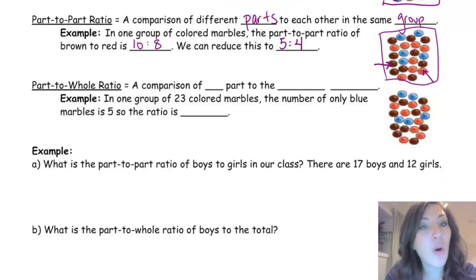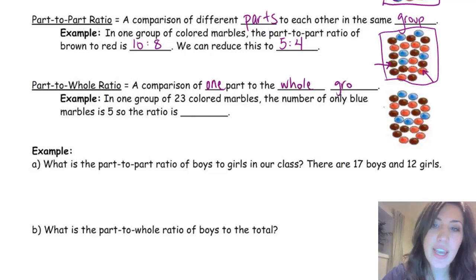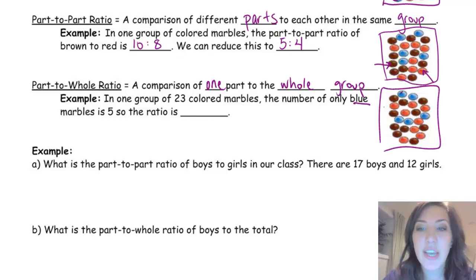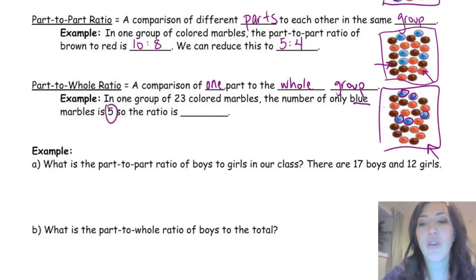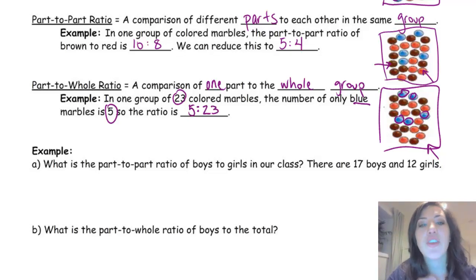So what then is a part-to-whole ratio? Well, we know that whole means the whole thing. So we're comparing one part to the whole group. In this case, the whole group is the whole bag of marbles, and we would just compare one part. Here we're going to compare the blue marbles. If we count up the blue, 1, 2, 3, 4, 5, then there are 5 blue marbles. If you count the whole total, you'll see that there are 23 marbles in total. So the blue marbles to the whole bag of marbles is 5 to 23. You cannot reduce that any further, so that is our final answer.